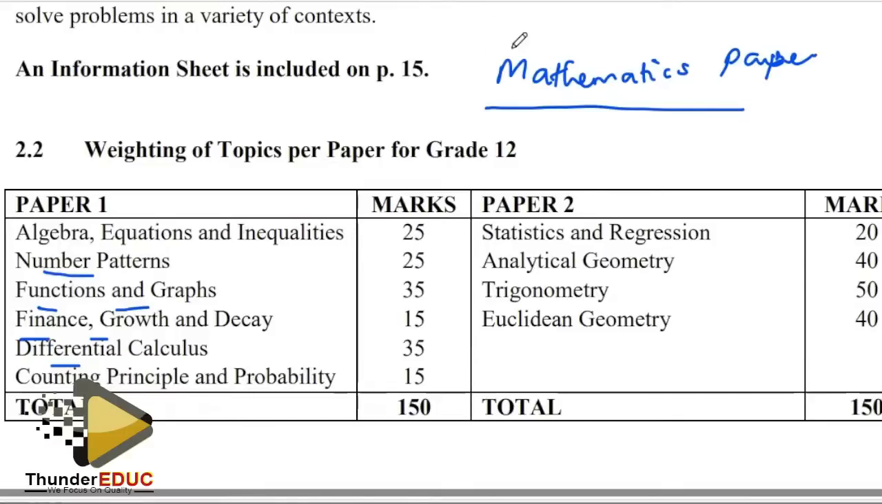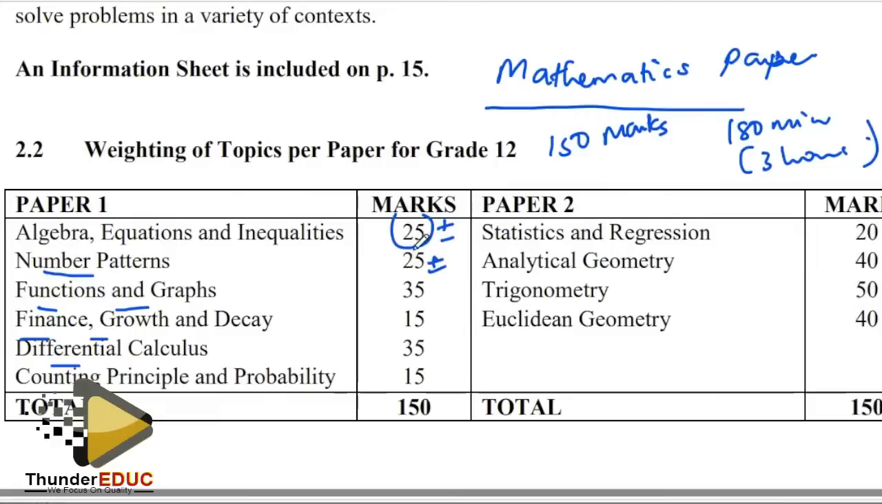So the paper will be out of 150 marks. Okay, and then the time is 180 minutes, which is roughly 3 hours, which means 1 mark approximately for 1 minute. So the mark allocation is that question 1 carries basically plus minus 25 marks. Then the next topic, number patterns, sequences and series, usually carries 2 questions, which is plus minus 25 marks and 5 marks.